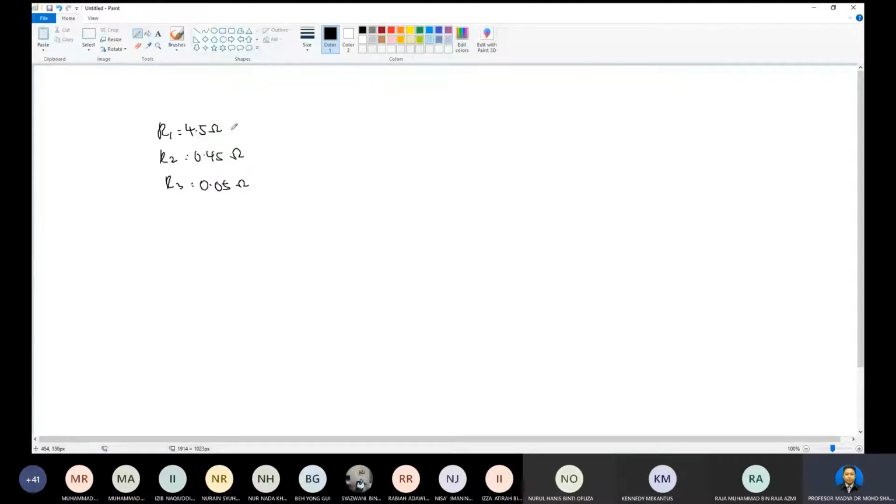Before this in your tutorials, R1 is equal to 0.05. You have to change it to R3. So R3 will be 0.05 and R1 will be 4.5. There is some mistake on tutorial 2, question number 3. So R1 equals 4.5, R2 will be the same, 0.45 ohms, and R3 will be 0.05.